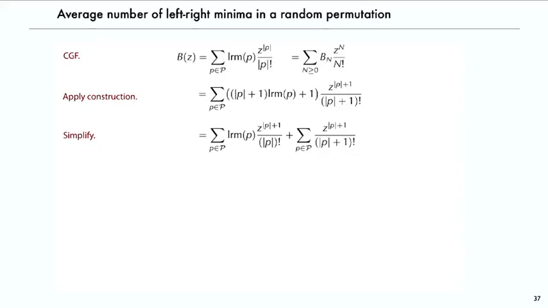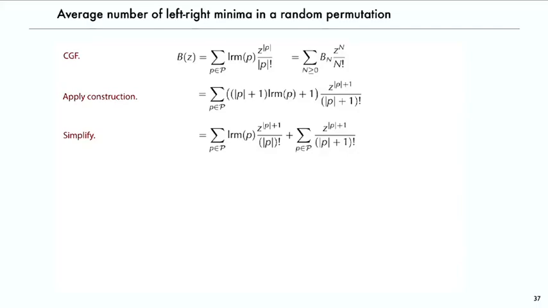The first term is size of p plus 1 times LRM of p, and that size of p plus 1 cancels with the size of p plus 1 factorial below the z to the size of p plus 1. So that gives us the first sum, LRM of p times z to the size of p plus 1 over size of p factorial. And then the second term, the plus 1, just gives a second term with z to the size of p plus 1 over size of p plus 1 factorial. So that's a simplification. Now both of those we can evaluate.